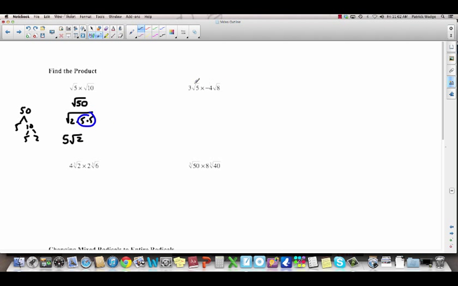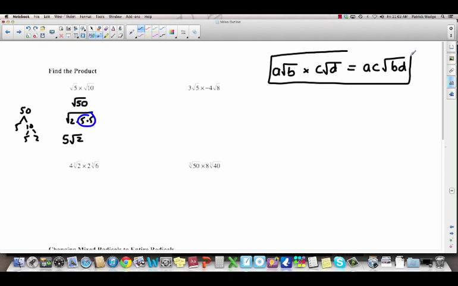Next one. Whoa, this one looks confusing. We have coefficients out front. What do you do with those? Well, the rule is that you multiply the coefficients together, and you also multiply the radicands together. So if you want, you could write a little rule for yourself. A root b times c root d is the same as multiply the coefficients together, a times c is ac, and multiply the radicands together, b times d is bd. So I probably should have written that in my notes. I didn't do that. I'll add it to my notes. That's very important as well.